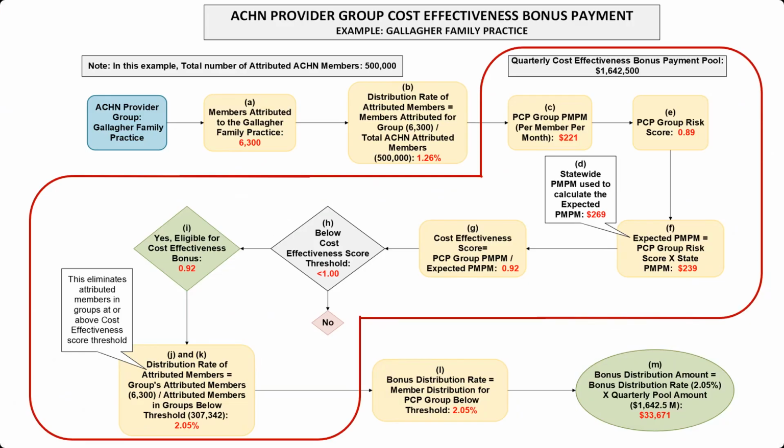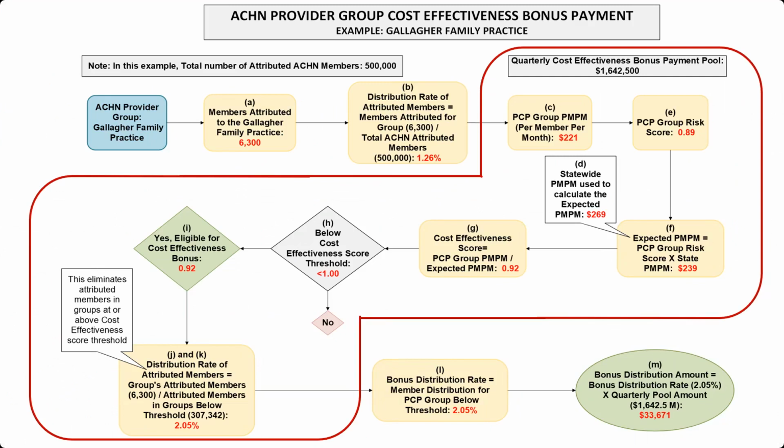So moving then further to the left in our decision point, which is noted as H, we need to determine whether or not our cost effectiveness score is below the threshold. And Gallagher Family Practice's cost effectiveness score is in fact below the threshold. So we move on to the diamond that is labeled I that says, yes, we are eligible for the cost effectiveness bonus because our score is below 1.